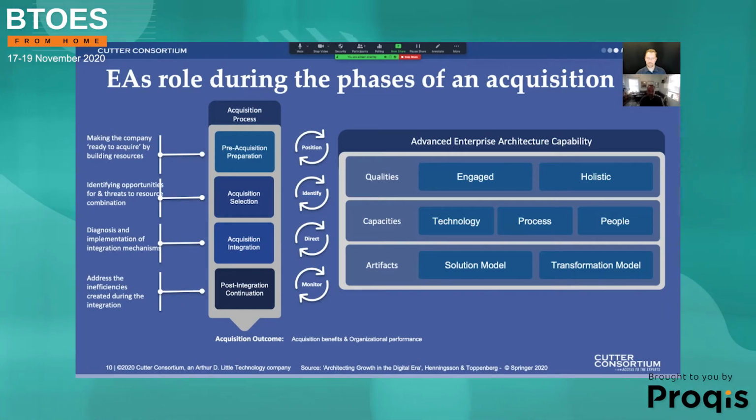And then capacities, of course, technology, process, and people. And then artifacts, solution models, transformation models. This is all the goodness that mature EA organizations have at their disposal, but need to think about in a more consumable way. Think about the decision making that could be made with those solutions rather than just the creation process of them. All right, let's go forward to the next slide.